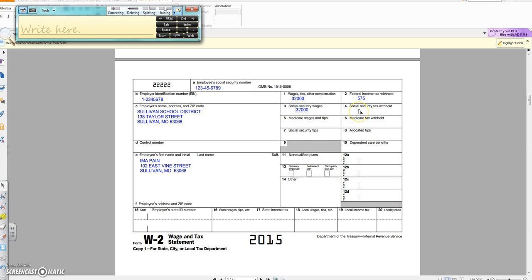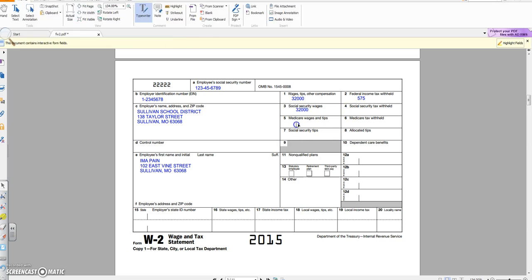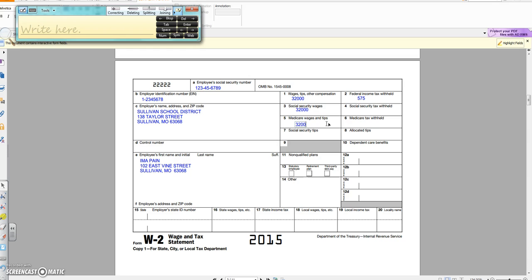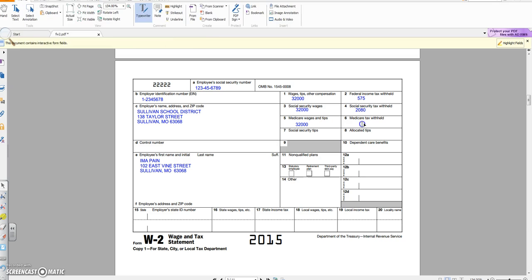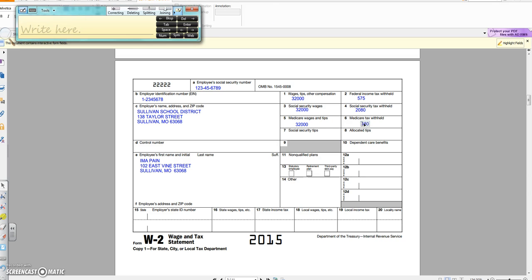The Social Security tax that's withheld would be taking the $32,000 and multiplying it by the multiplier 6.5%. The Medicare wages is $32,000, and we would multiply that by 1.5%. So let's go ahead and do that now. For Social Security, we're going to get $2,080 as our dollar amount. And for Medicare, we're going to take the $32,000 times 0.015, and we'll get $480 on this amount.